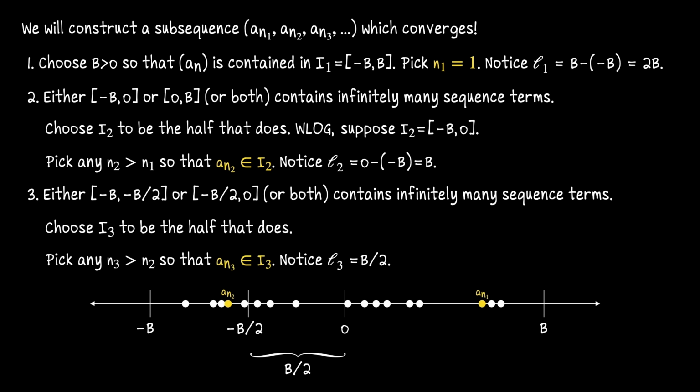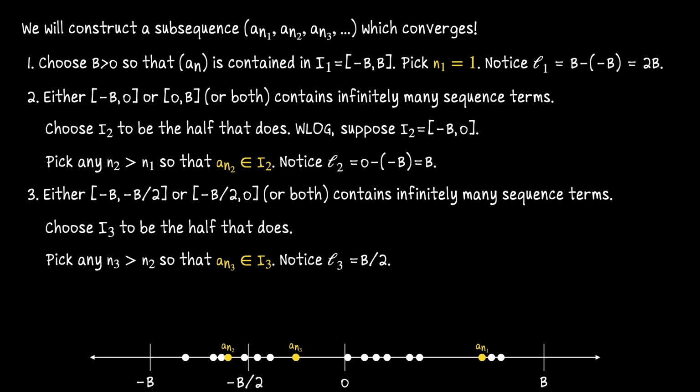Then we need to pick the next member of our subsequence. Since infinitely many terms from the sequence appear in I sub 3, I can go out far enough to choose a term in the sequence beyond a sub n sub 2. So pick any n sub 3 greater than n sub 2, in other words, occurring later in the original sequence, so that it comes from I sub 3. And again, we can do that because there are infinitely many terms from the sequence in I sub 3. So we've made our next subsequence term choice, and let's also recognize before we leave this behind that the length of I sub 3 is half of the length that we were just working with. In particular, it's b over 2.